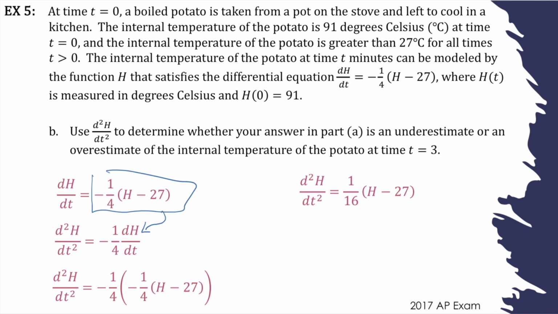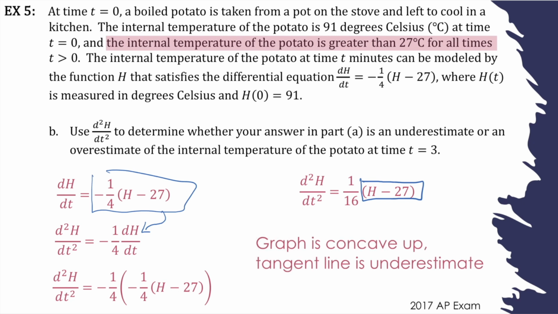Well, back in the problem, it said the internal temperature of the potato is greater than 27 degrees Celsius for all times t greater than 0, which means this guy is never going to be negative. We have a positive second derivative, so the graph is concave up, which means our tangent line is an underestimate.